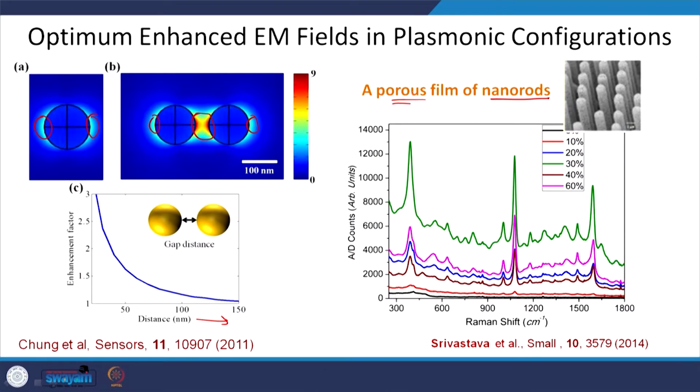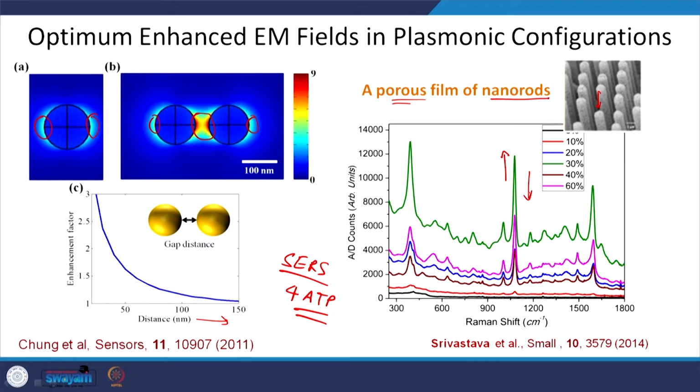What I mean by porous film is that the nanorods are separated by a certain distance, and this gap percentage can be, say, 0%, 10%, 20% or 30%. Here I am showing you the SERS spectra of 4-aminothiophenol adsorbed over this kind of silver nanorods. You can see that with an increase in porosity, the enhancement first increases, reaching the maximum at the green curve, and then starts decreasing after a further increase.